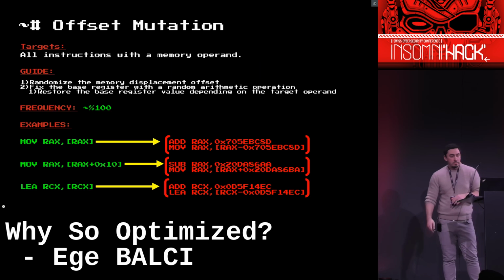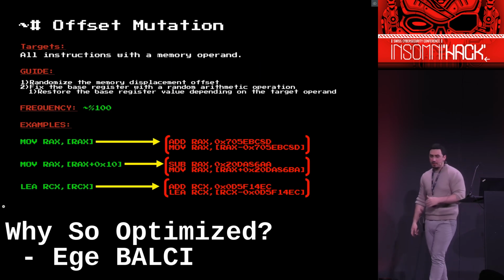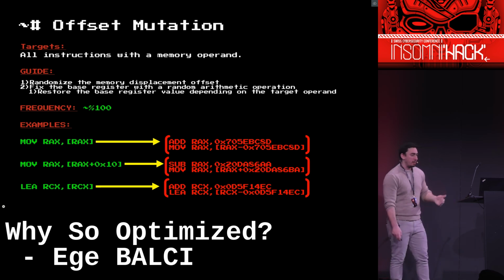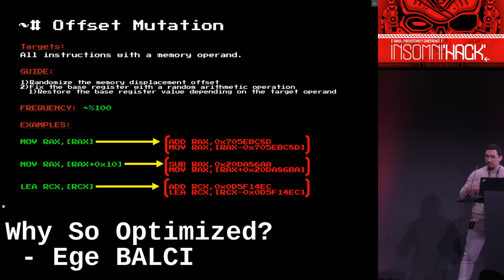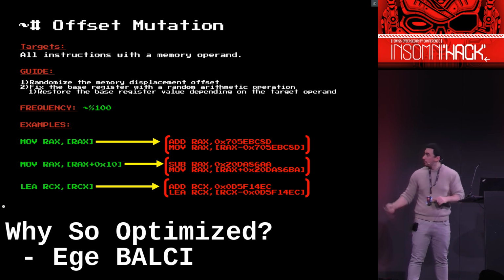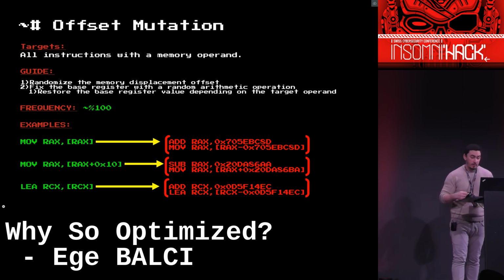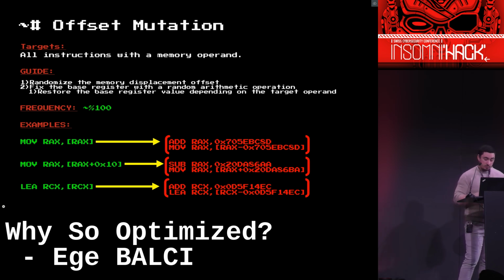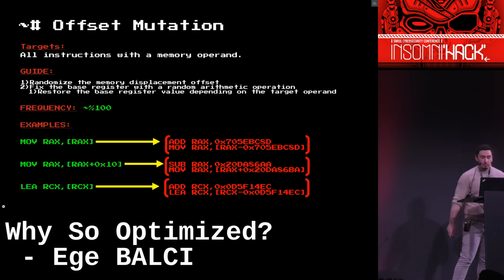So we will first randomize the displacement offset, and very much like arithmetic partitioning, we will add an additional random arithmetic operation to fix the base register. So here are some simple examples. We will randomize the memory offset and then fix it by adding a subtract or add or other arithmetic instructions.